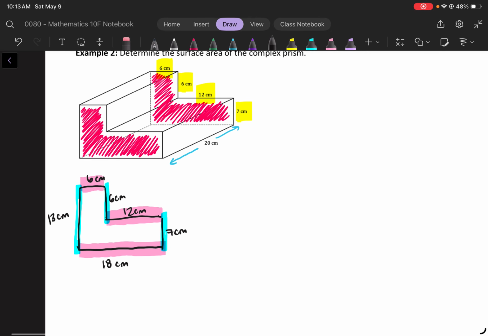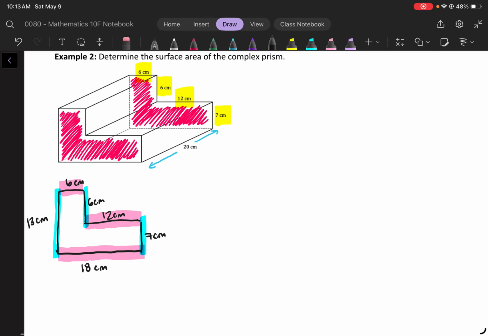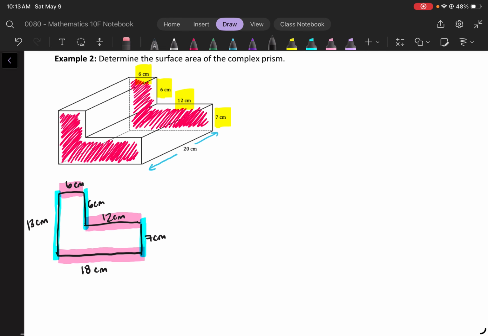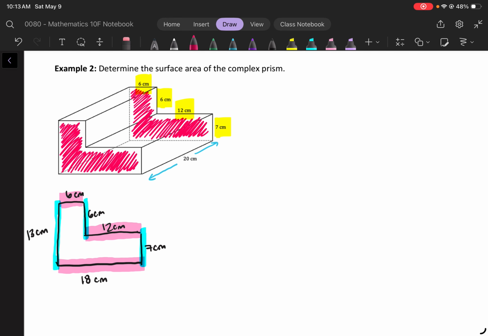Now these numbers will be handy when we're doing our calculations for our base, both our perimeter and area of the base, which is why I'm tackling that now. Okay. So we are going to go ahead and calculate the surface area. And reminder, for the surface area, we need to find the area of the base, so the area of that L shape. We need to find the perimeter of the base, so the perimeter of that L shape. And the height of the prism, which we've already identified to be 20 centimeters.